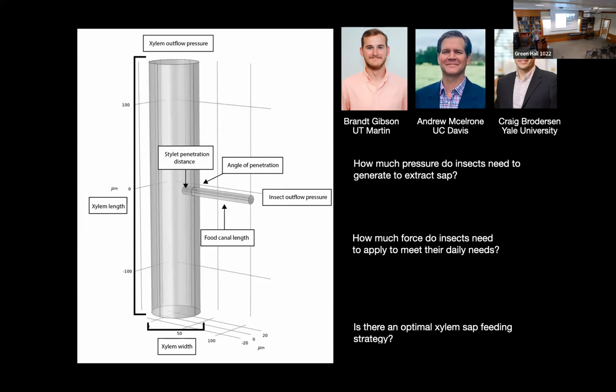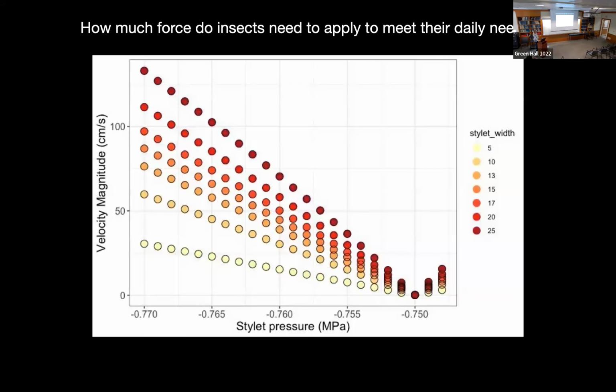So we answered a couple different kinds of questions using this model, just about the basic fundamentals of what's going on. One of the questions we asked, for example, was how much force do insects need to meet their daily needs? Using our modeling, we could perform some simulations, asking these questions and comparing different taxa. We varied the stylet pressure and looked at how that changed the rate that fluid was moving through the little tube of the bug.